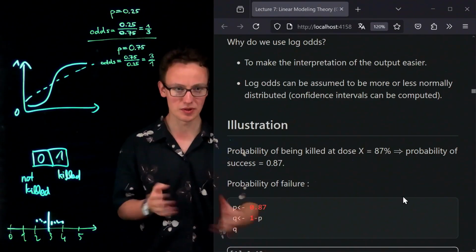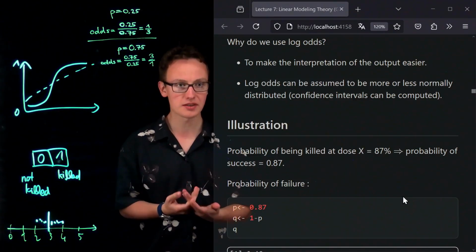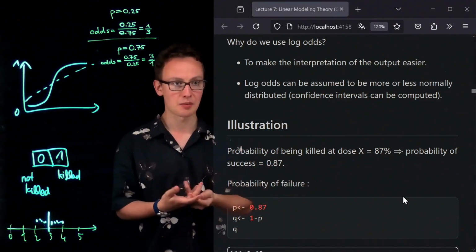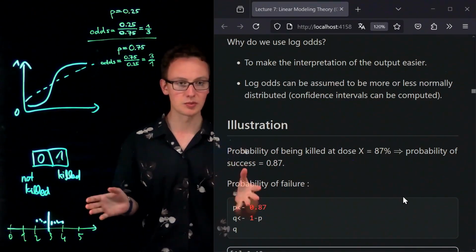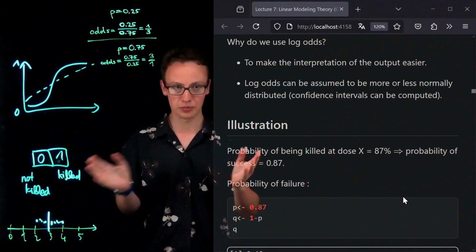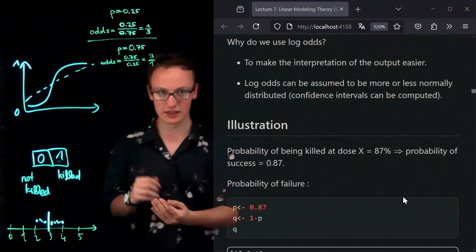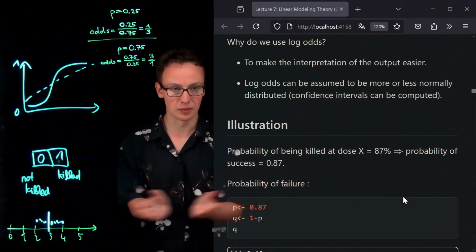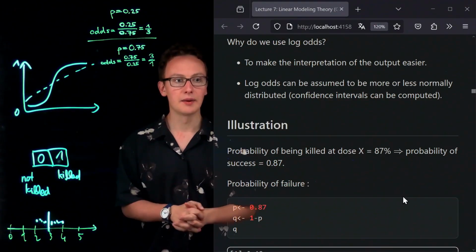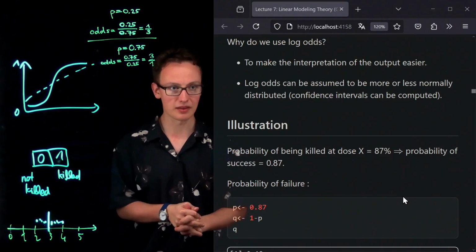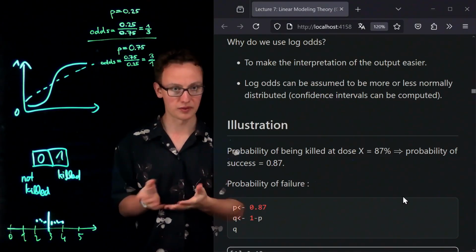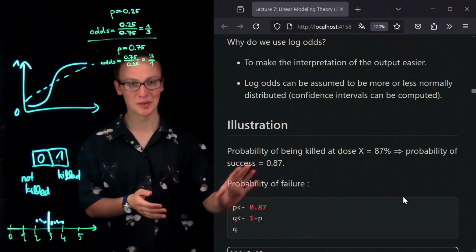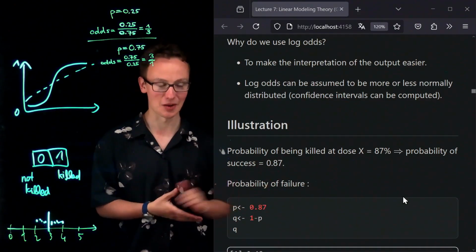Why do we want to use log odds? Why is that interesting for us? Because, first and foremost, log odds can be assumed to be more or less normally distributed. They can, in principle, range from -infinity to +infinity, like any other continuous variable that is normally distributed. And it also will help us to make the interpretation of the output of a model easier. In what precise way, we'll see in a moment once we start seeing logistic regression outputs.